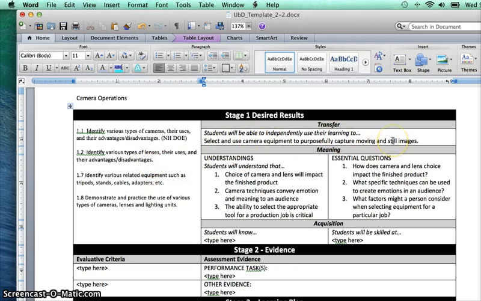I also took out the part where I think I had something about compelling or emotionally powerful images. And I instead put in this more general statement about purposefully capturing moving and still images. So that purpose could be any number of different things. I felt that was removing a little bit of my teacher bias in here and making it more true to what the knowledge standards were asking for.